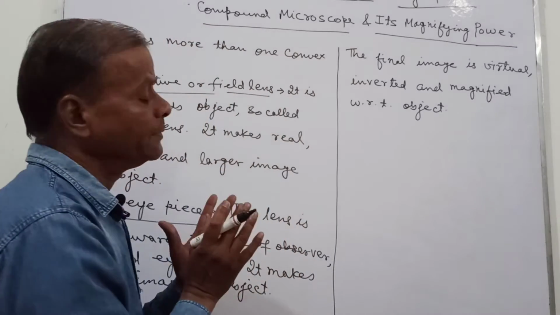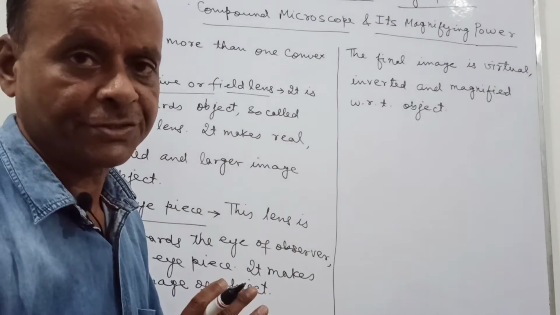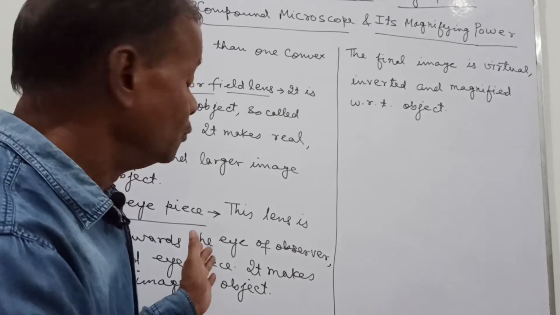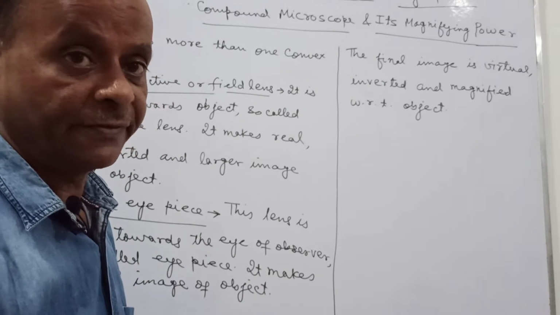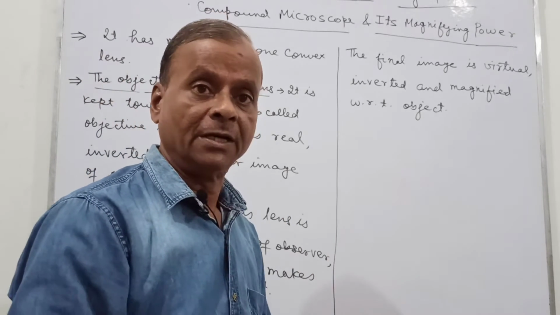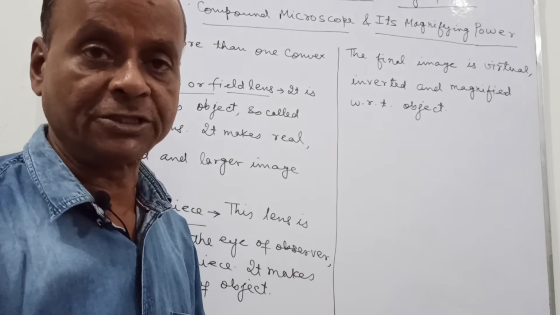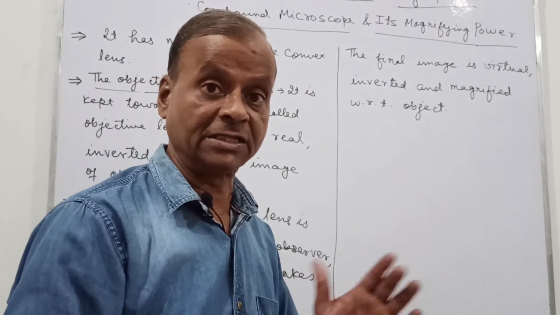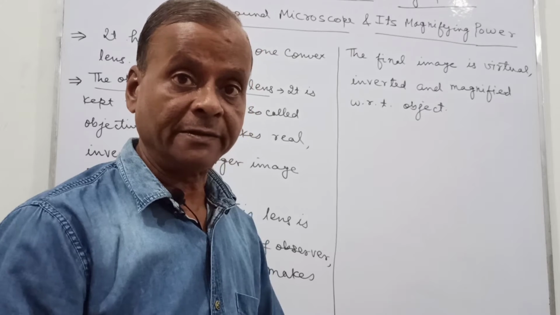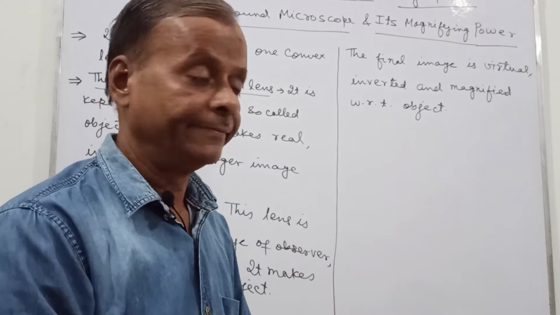Now I have told you about the image formed by the objective and the eyepiece. Then what is the difference between the objective and the eyepiece? The lens which is kept towards the object is called the objective lens, and the lens which is towards the eye of the observer is the eyepiece. But optically, what is the difference between them?